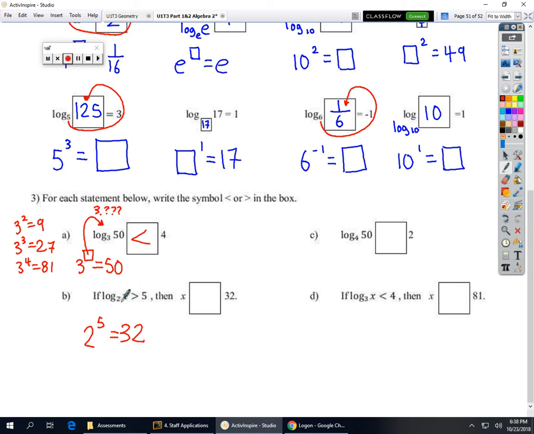But I don't want it to be equal to 5. I want it to be greater than 5. I want an exponent bigger than 5. So if this expression was bigger than 5, then the exponent gives you something more than 32. So that should be greater than 32.